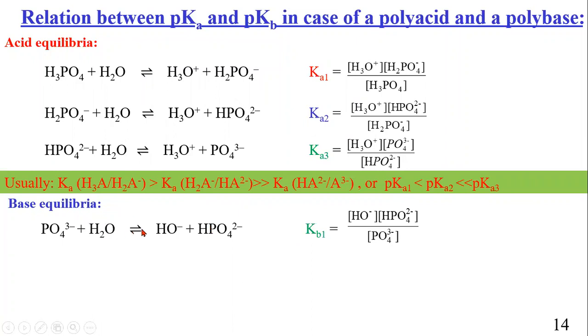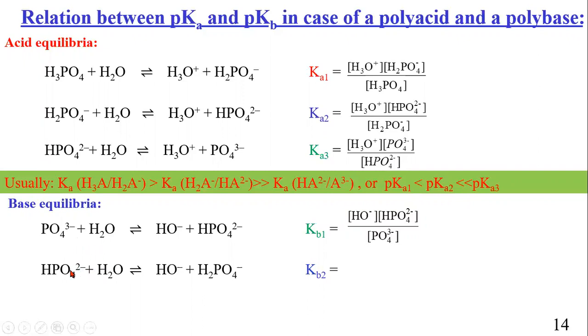Now, what is the governing equation here? It's a Kb because it's a basic reaction. So what do I have? Products divided by reactants: OH minus times HPO4 2 minus divided by PO4 3 minus. What can happen then? Of course, now this can continue. Look at the HPO4 2 minus. It still has negative charges, and voila, yes, it can react with water in another basic type reaction.